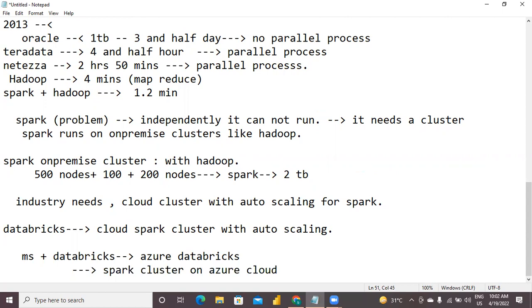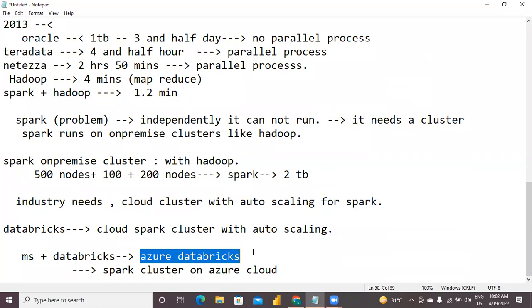Then what is the difference between Databricks and Azure Databricks? This Databricks is not compatible with my Azure storage services, but Azure Databricks is compatible with all my Azure storage services. Understood the points? Now I have a data lake. I need to read the data from the data lake. My Azure Databricks can read it simply.